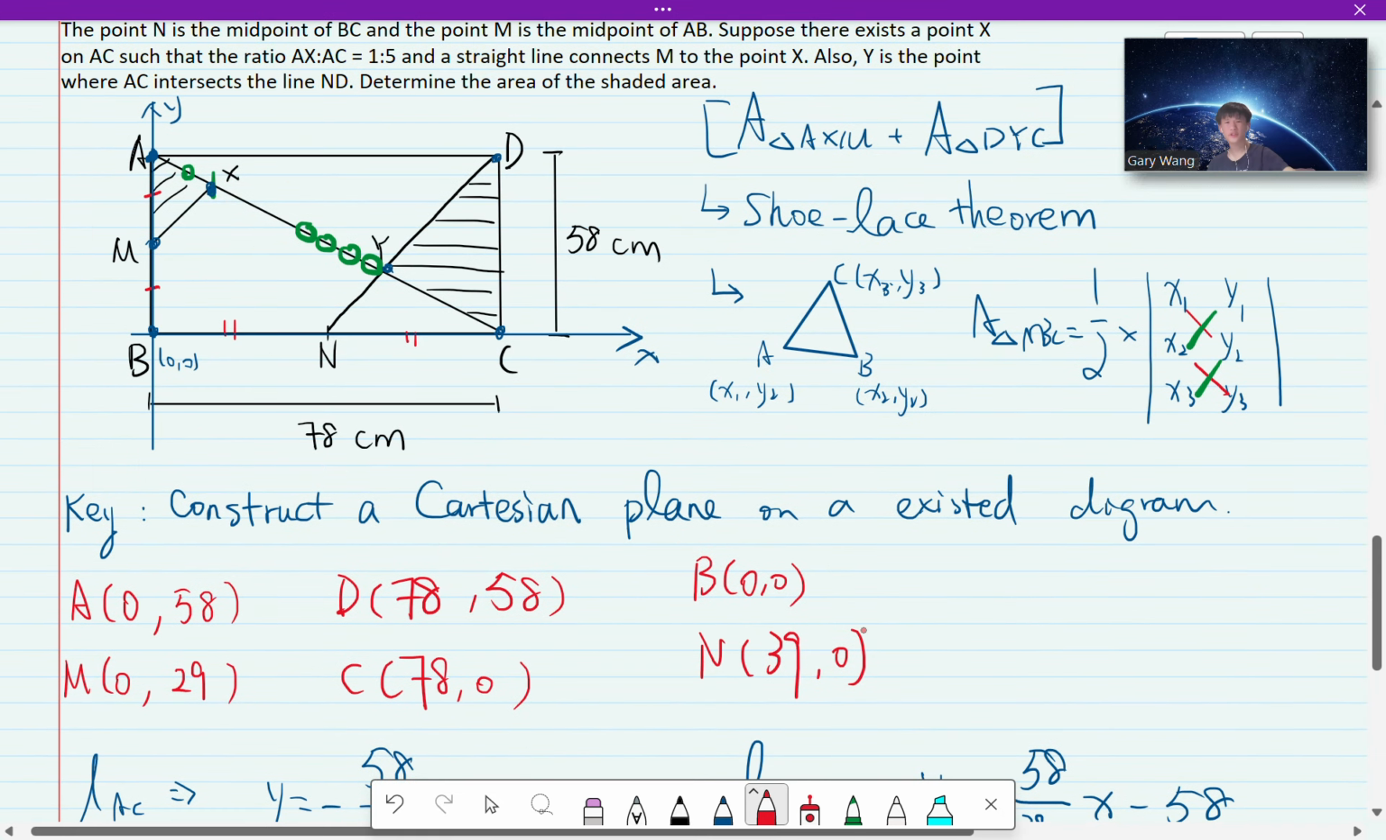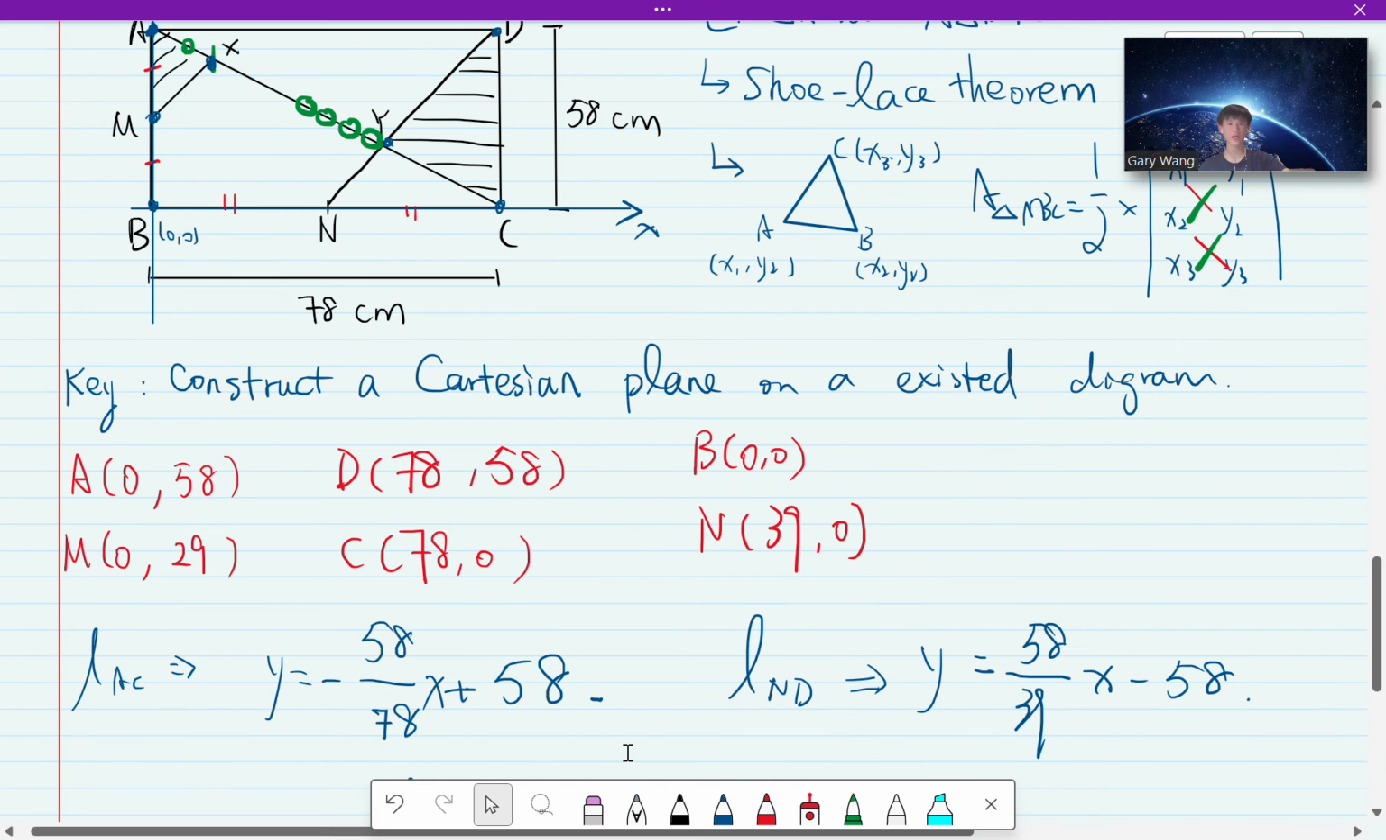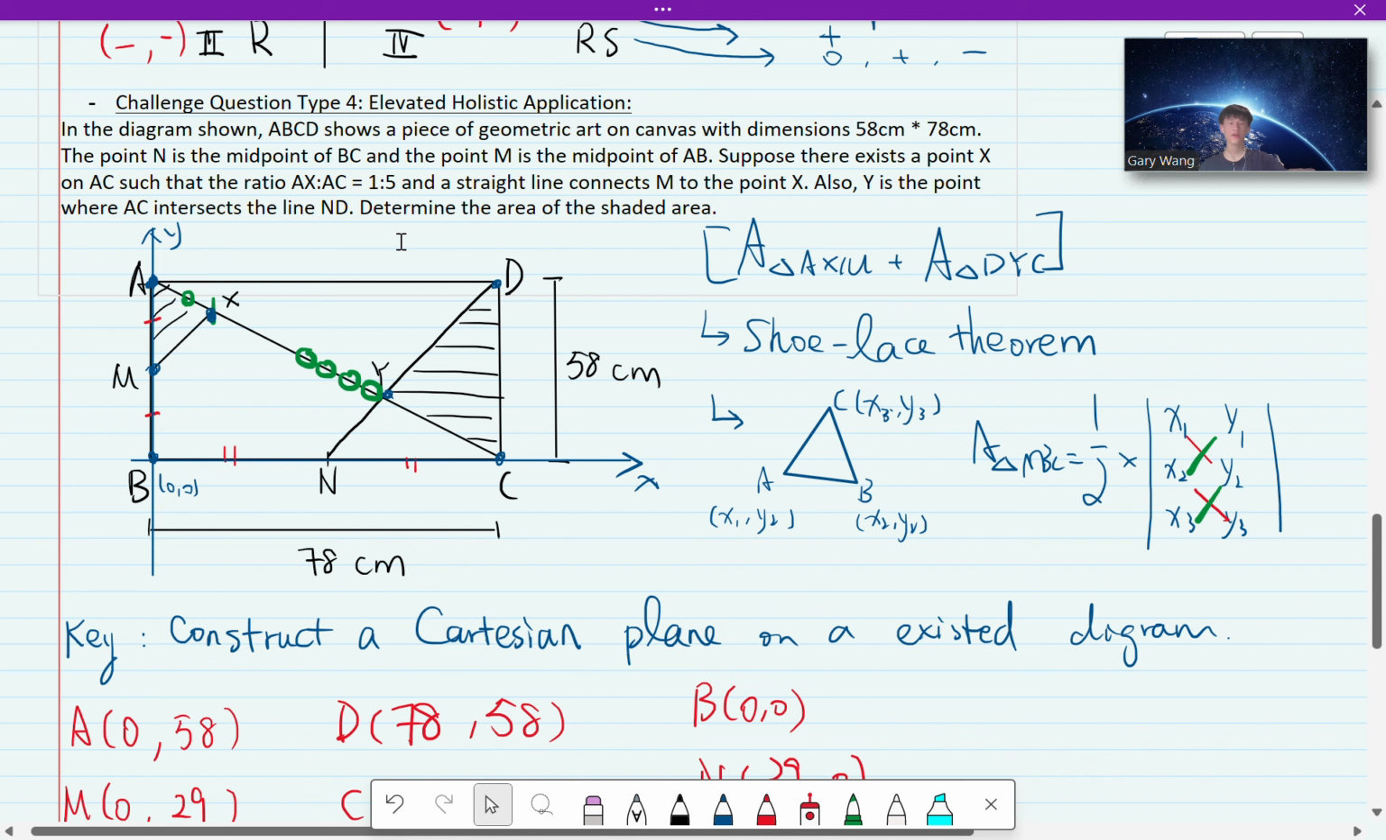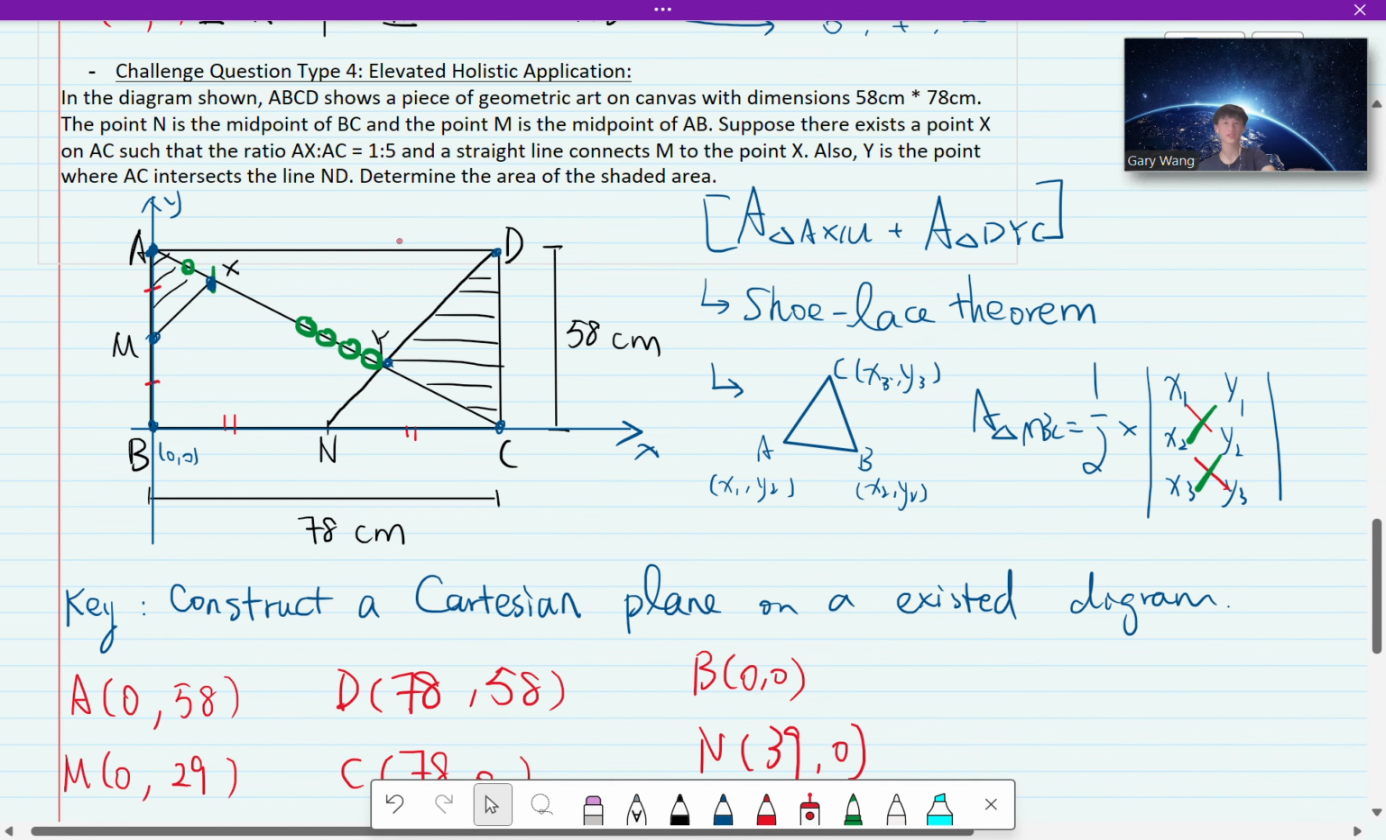Next, after solving for Y, so we know AM. For the other triangle, we have DYC. For triangle DYC, all three coordinates are known now. However, for triangle AXM, we still don't know X yet. So after we figure out the coordinates for point Y, it's time for us to solve for the coordinates of point X. So how can we do that? On the whole question, there's still a condition that we haven't used yet, which is this piece: AX to XC is 1 over 5.